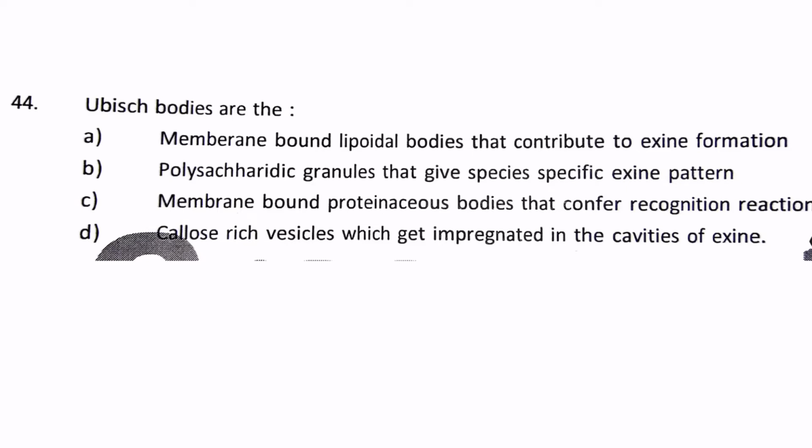Next question. Ubisch bodies are A, membrane bound lipoidal bodies that contribute to the exine formation. This is the right answer, but what are the other options? Polysaccharide granules, membrane bound proteinaceous bodies, and callose rich bodies. We have to remember that Ubisch is actually lipid. It's a lipid compound. So from here only one option had the lipoid bodies, so we could have given the correct answer from there only. So A is the correct answer.